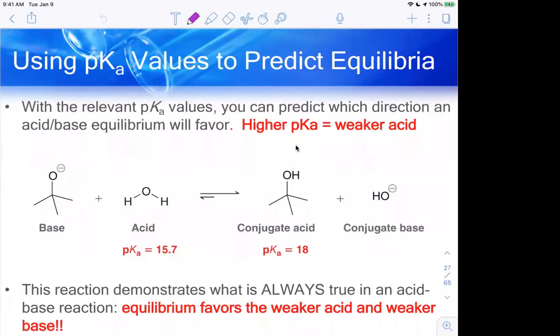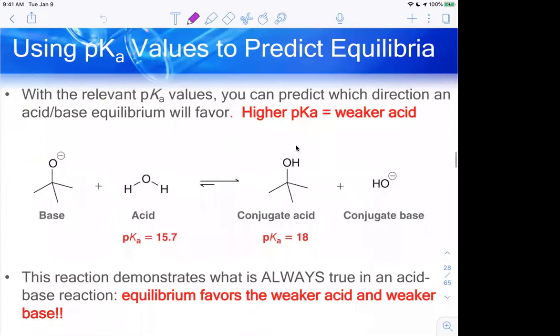Okay, so we can use pKa values to predict equilibria. Some of you guys have studied the concept of equilibrium. Some of you guys haven't. Basically, an equilibrium is reached when the rate of the forward reaction is equal to the rate of the reverse reaction. And you can actually tell from the pKa and the Ka values if the products are going to be favored or if the reactants are going to be favored.